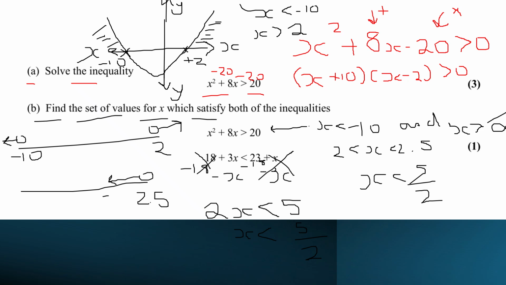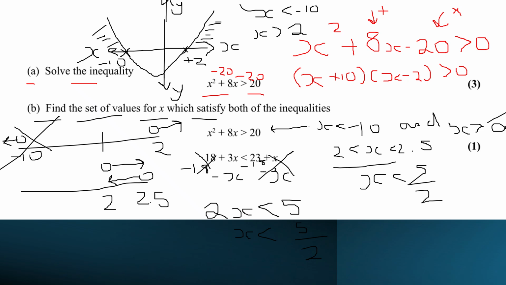Because this is going this way, it has to obviously satisfy both. Can't also have less than minus 10 because that wouldn't satisfy when x is bigger than 2. So that obviously gets ruled out. So yes, only what overlaps here in between both interval sections.